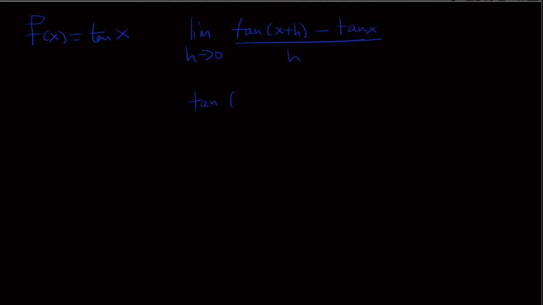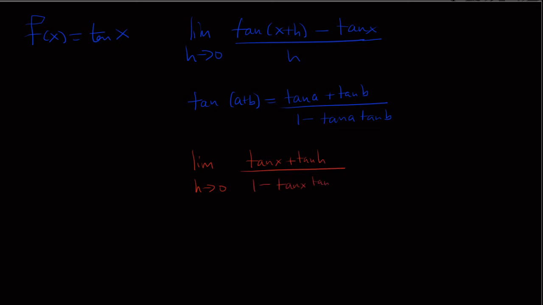We know that tangent of a plus b is tangent of a plus tangent of b over 1 minus tangent of a times tangent of b. So I'm going to replace a with x and b with h and plug it back into the limit. So I'm going to have tangent of x plus tangent of h over 1 minus tangent of x times tangent of h, and then we have minus tangent of x, all over h.